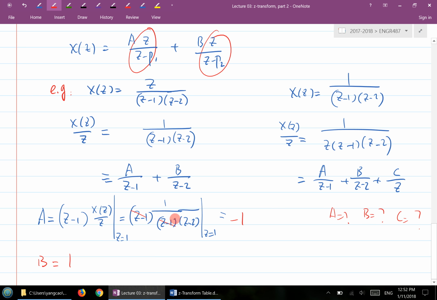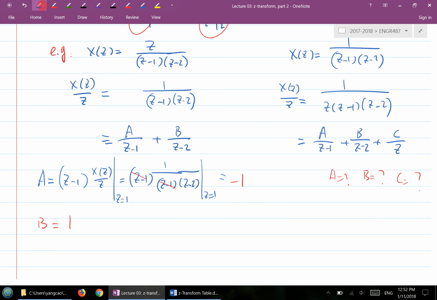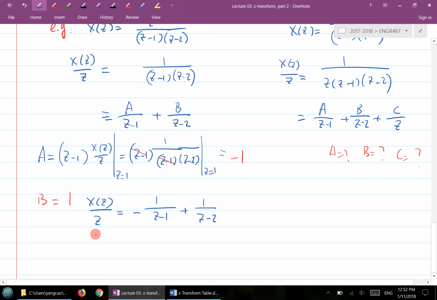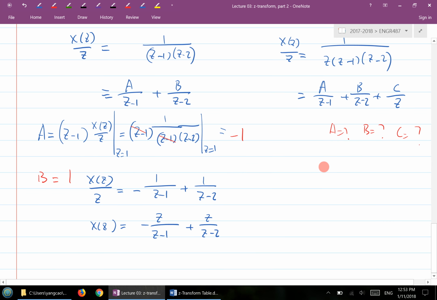Once you find these, we simplify it and say, okay, X of z divided by z equals negative 1 over z minus 1 plus positive 1 over z minus 2. That's your first one here. Then multiply the z back to the right side. That's your X of z. Finally, you do an inverse z transform, so your x of k is the inverse z transform.